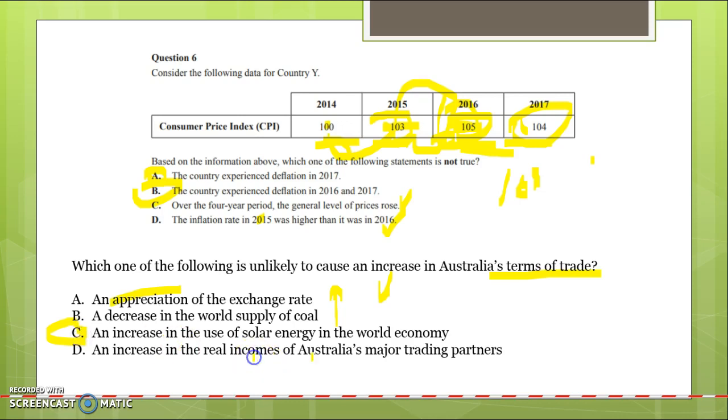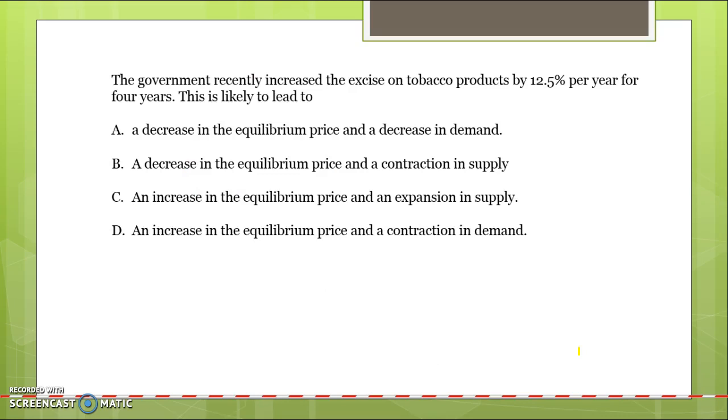And an increase in real incomes for Australia's major trading partners would increase demand for coal and iron ore and our main exports, which would cause a higher terms of trade. So the correct answer is C.